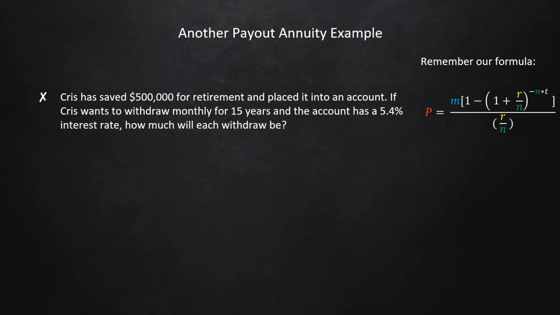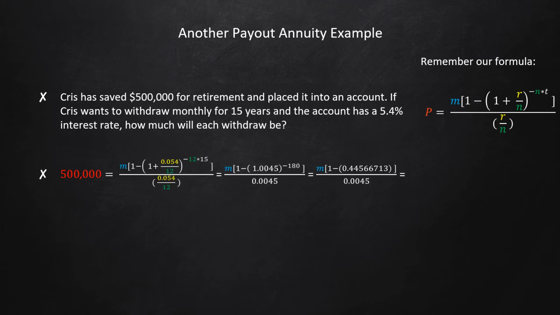We are assuming that Chris is going to take the maximum amount without going broke until the very end. So we have 500,000 equals M. We don't know what M is because that's our monthly payment, and we don't know. Times 1 minus 1 plus 0.054 over 12 to the power of negative 12 times 15. 0.054 is our rate. 12 is the number of times we compound. And 15 is the number of years. And don't forget to divide by 0.054 divided by 12.